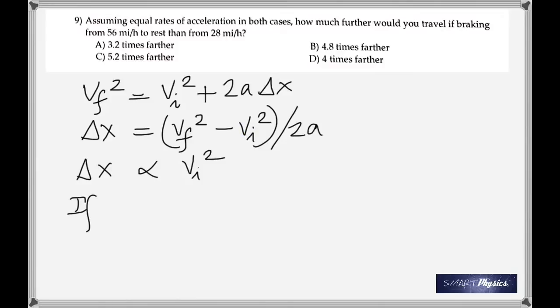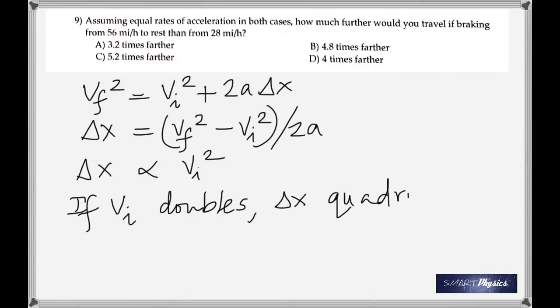So in this question, the initial velocity 56 is double 28 and 2 squared is 4. So if you're driving at 56, you're going to have to move 4 times greater distance as compared to when you're driving at 28 miles per hour, and I'm sure that makes a lot of sense. So it's 4 times further.